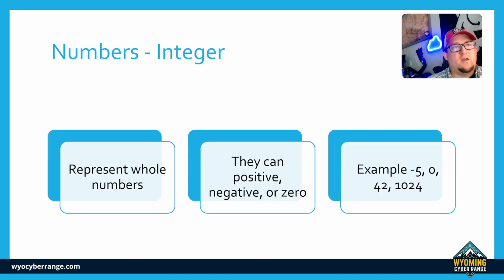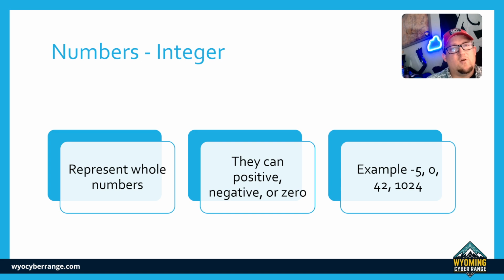The next one is going to be some numbers. The first number I like to talk about is always integer. Integer is whole numbers only. They can be positive, negative, or even 0, but they still have to be whole. I can't have 1.5 as an integer. I have to have a 1 or a 2. So think of integers as whole numbers.